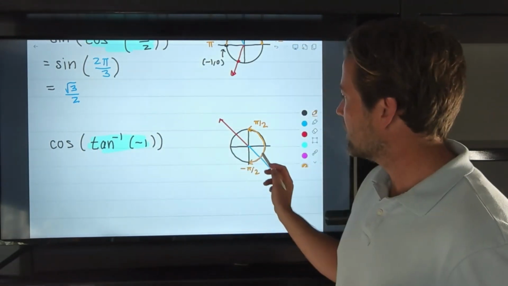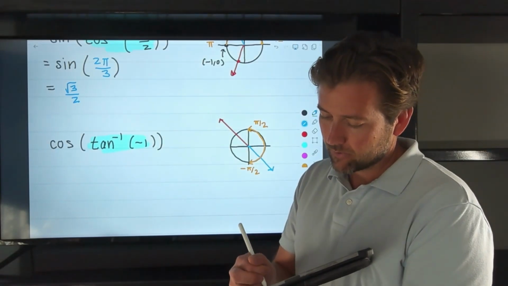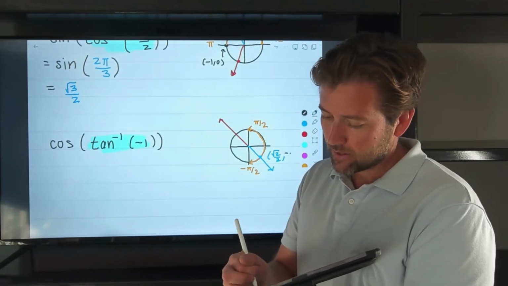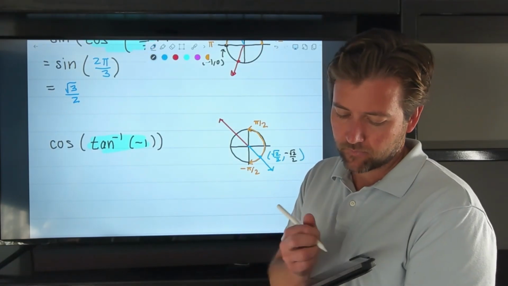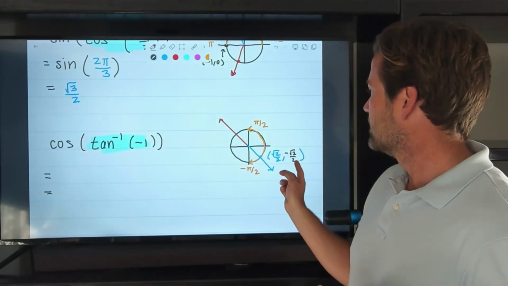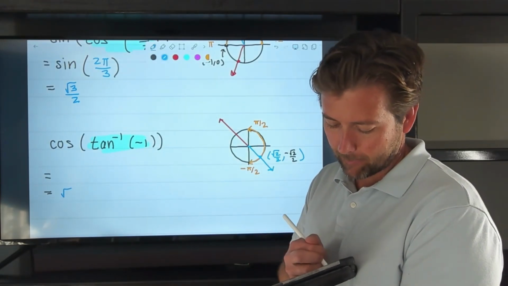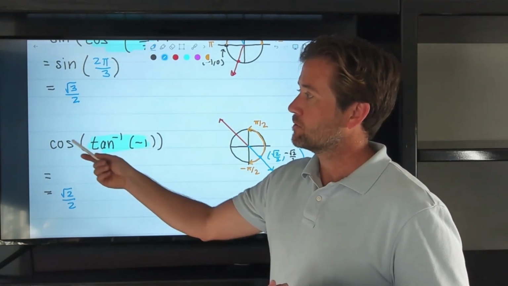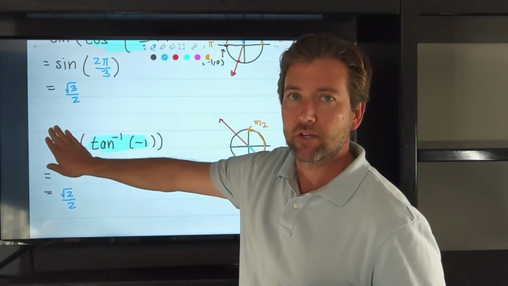The cosine of this angle will be the x-coordinate of that point on the unit circle. This point is square root of 2/2, comma, negative square root of 2/2. So the cosine of this angle is the x-coordinate, which is rad 2/2. So you technically don't have to know what arctangent -1 is in order to get the answer to this problem. But you should be able to evaluate arctangent -1.